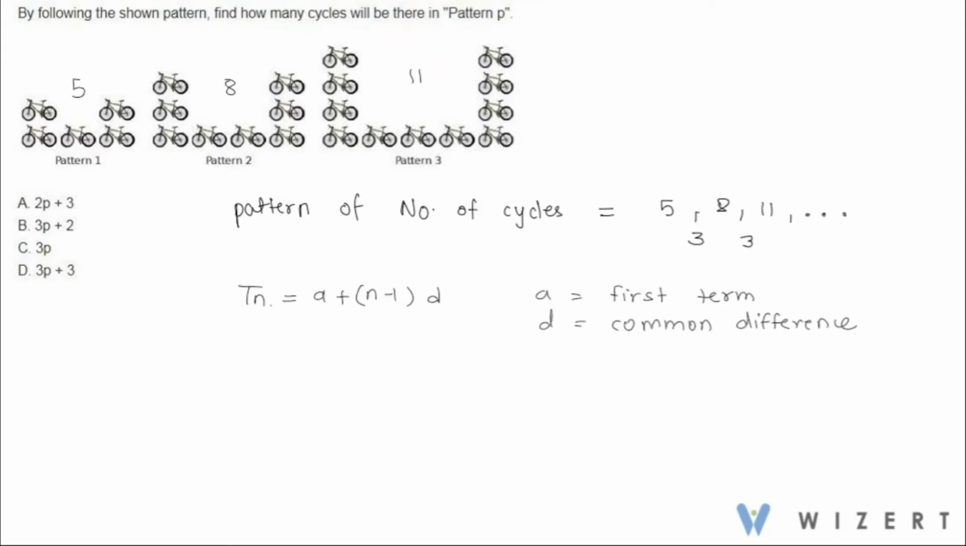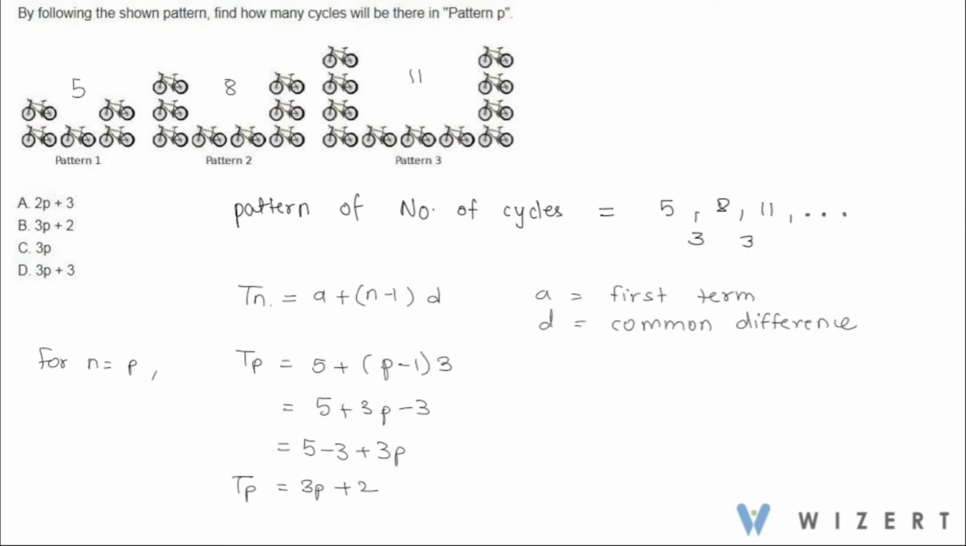So if we want to find the number of cycles in the pth pattern, we will have Tp equal to a plus (p minus 1) d, where a is 5 and n is equal to p. So 5 plus (p minus 1) into 3. For n equal to p, 5 plus 3p minus 3 equal to 5 minus 3 plus 3p, which is equal to 3p plus 2. So in the pth pattern we will have 3p plus 2 cycles.